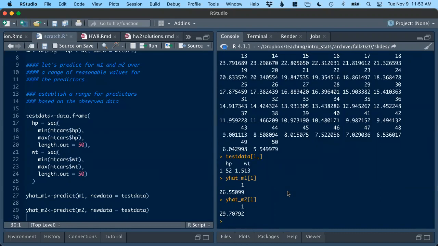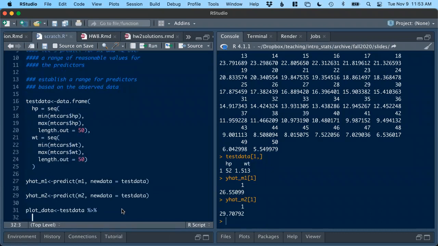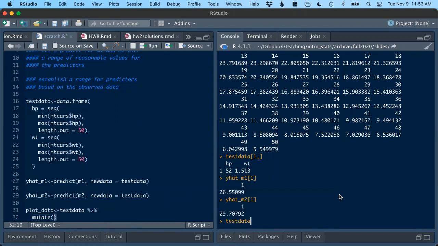We get very different predictions from those two models, right? Because we have incorporated an additional predictor in. We get a different fit. But what we can do now is we can prepare this for plotting. So what I'd like to do is create something new called plot data. That's going to start from test data. What we're going to do is we're going to mutate. So we're going to take test data as our starting point, right? Because that includes our predictors. We know we want to plot those.